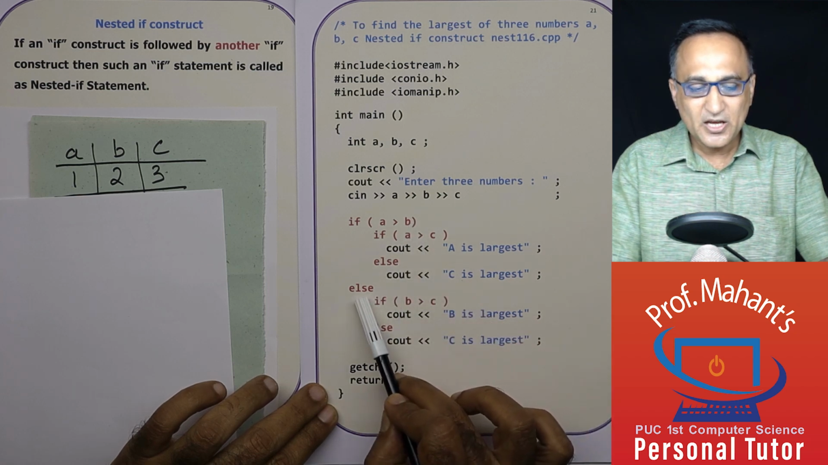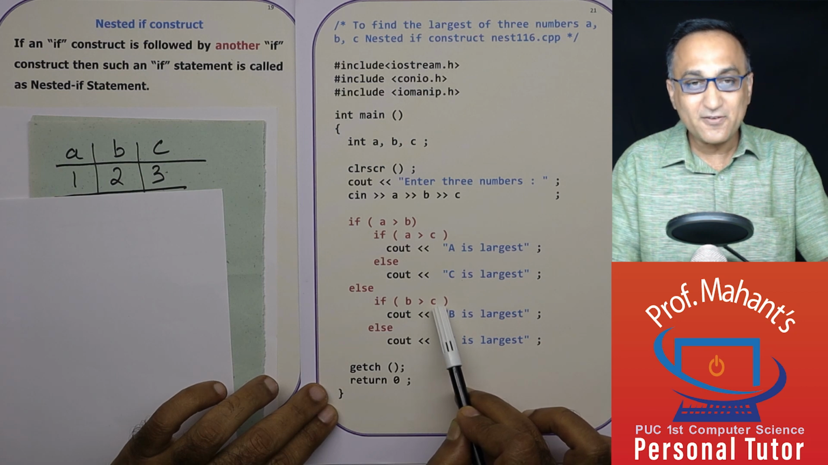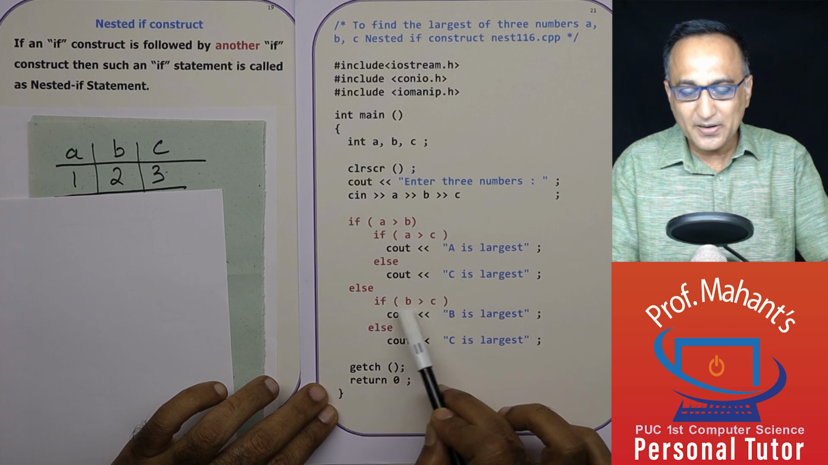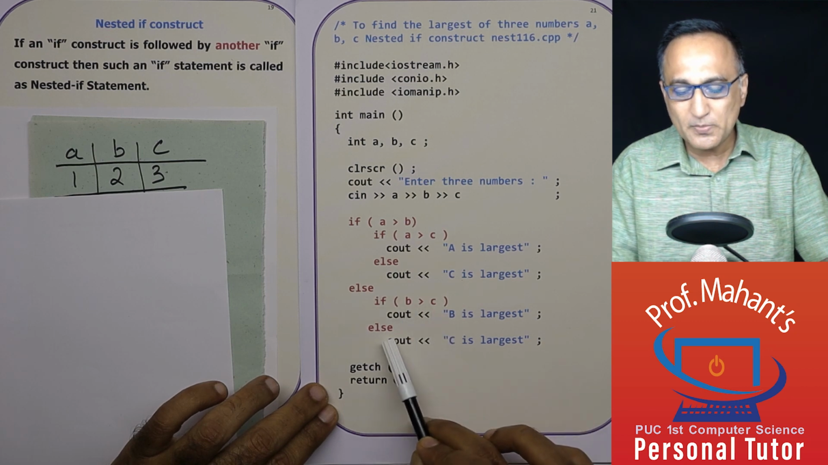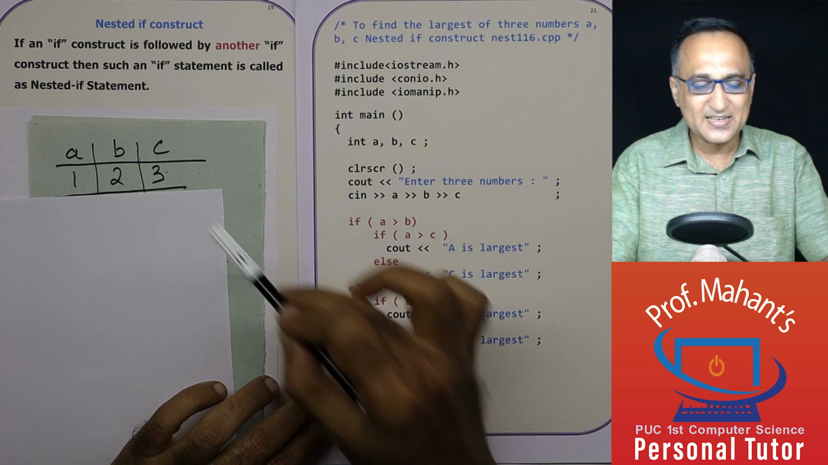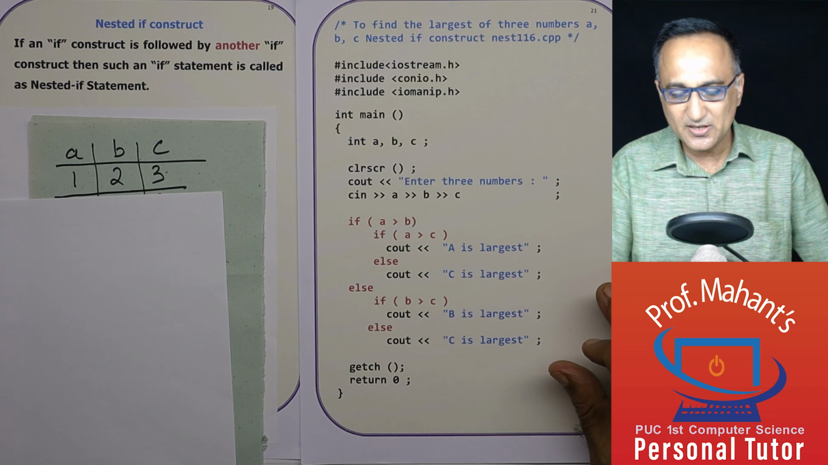Now is 2 greater than 3? It is again false, but since I am coming to the else part, if this is false, I automatically come to this part. Here it automatically says c is the largest. In this case, c, which happens to be 3, is the largest, which is correct.